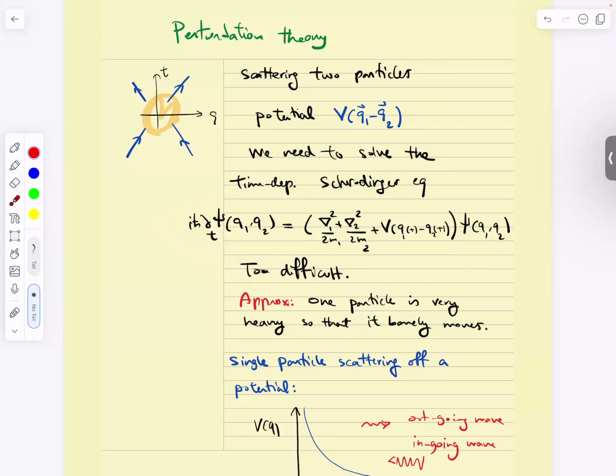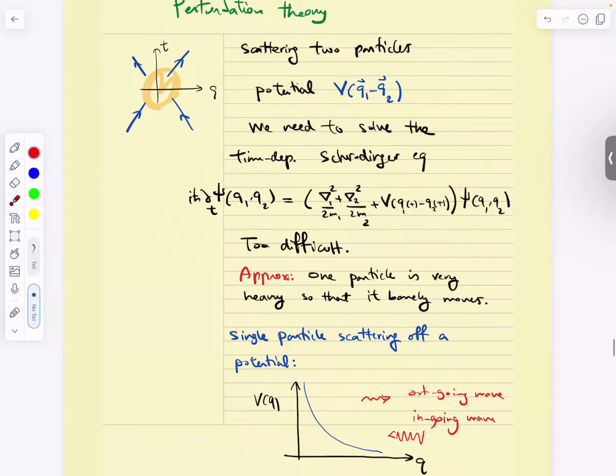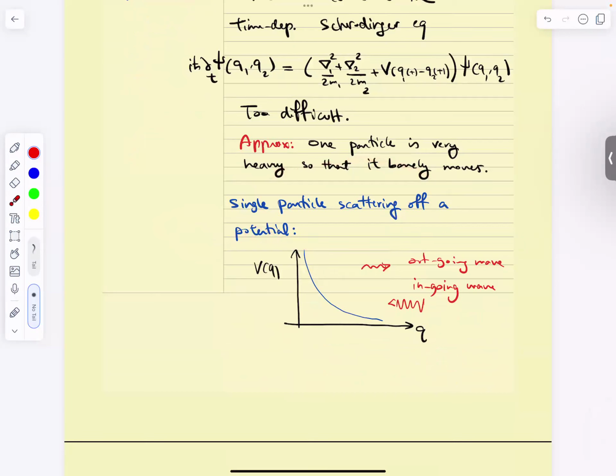We use an approximation: one particle is very heavy, so it barely moves. So we bring it down to a single particle scattering off of a potential, right? So there's a fixed potential. One of them is very, very heavy and barely moves. A particle comes in, scatters off, and goes out. Cartoon-wise, think of a very heavy particle sitting in the middle; this guy comes in and then scatters off and goes back, and the heavy one barely feels it. So basically, think of it as replaced by a potential, and it just scatters off of the potential. Good.